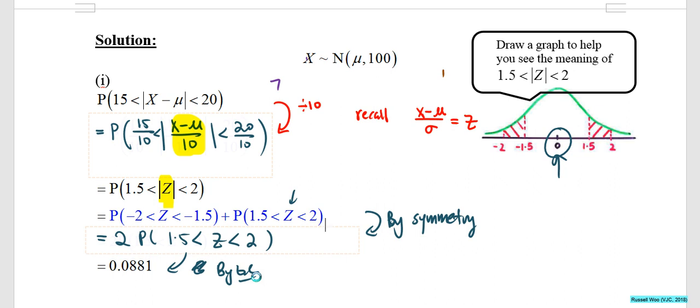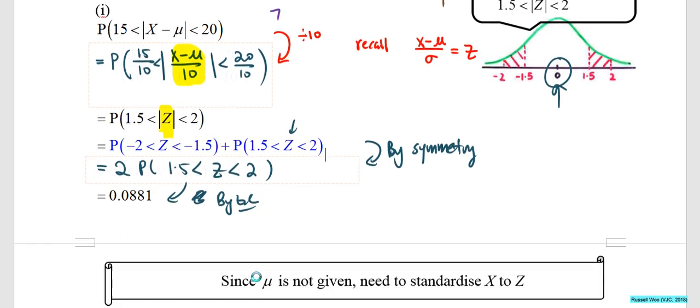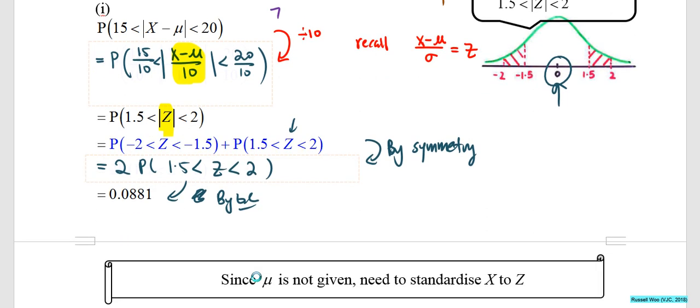I want to summarize the most important point today. If mu is not given, you will just have to standardize. Mu or sigma. Correct? If mu or sigma is not given, you cannot use GC. You have to standardize. Got it? Okay, let's very quickly finish example 6.